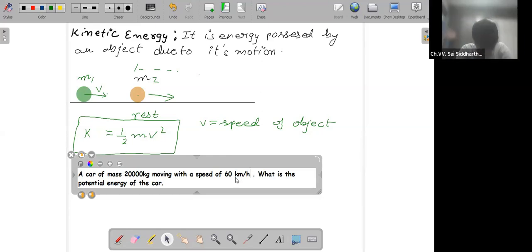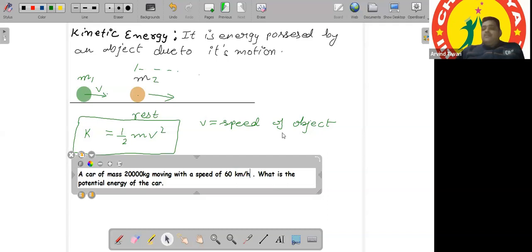Sir, done, sir. Done? Prince, have you done? Siddharth, if you have done, send the answer through the chat. Abhinav, Harini, Prince, send the answers if you have done.